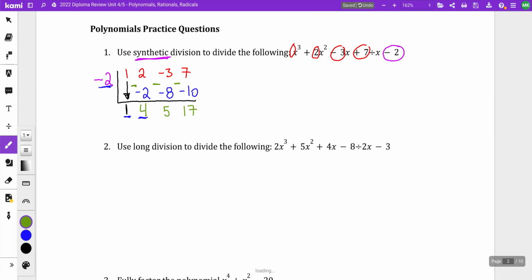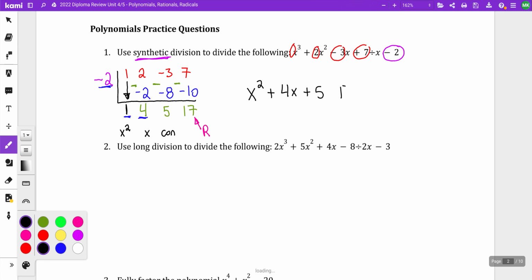Those numbers on the bottom give you the answer to the question, x cubed plus 2x squared minus 3x plus 7 divided by x minus 2. From right to left, this is my remainder. The other 3 values create a polynomial for you. They're the coefficients of the polynomial. This would be my x squared term, this would be my x term, this would be my constant term. So my answer would be 1x squared plus 4x plus 5 with a remainder of 17.